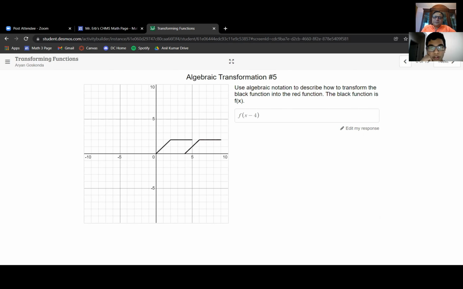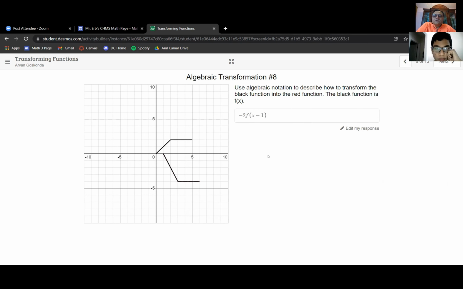This is translated to the right 4 units. Correct. Translated 4 units down. Correct. And this is a combination: left 4 units, 3 down. Similar to the ways you've done. That's good.